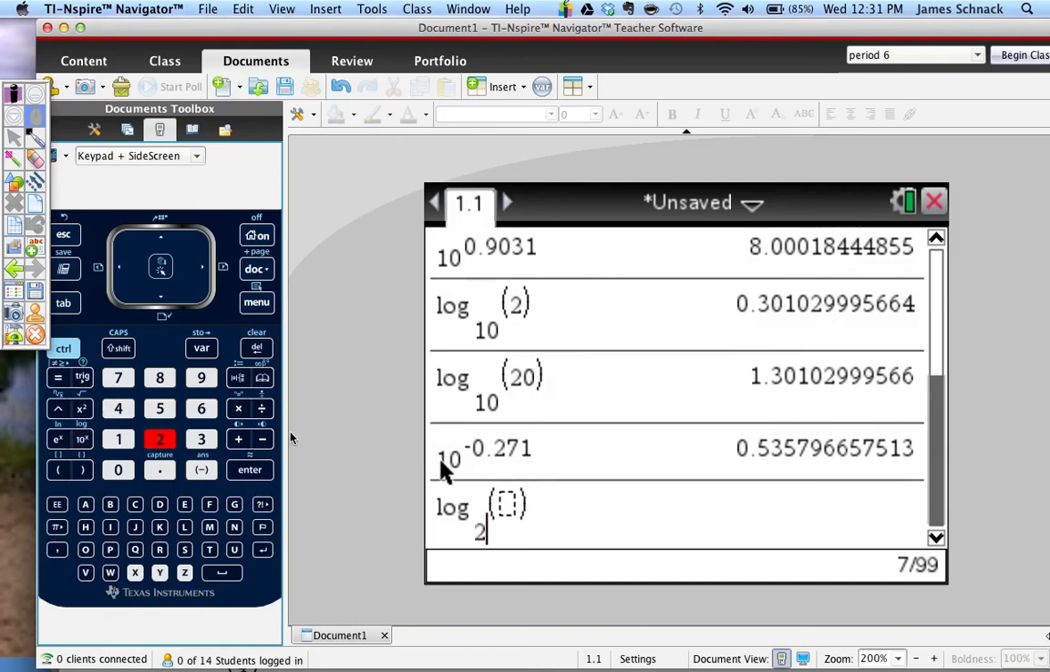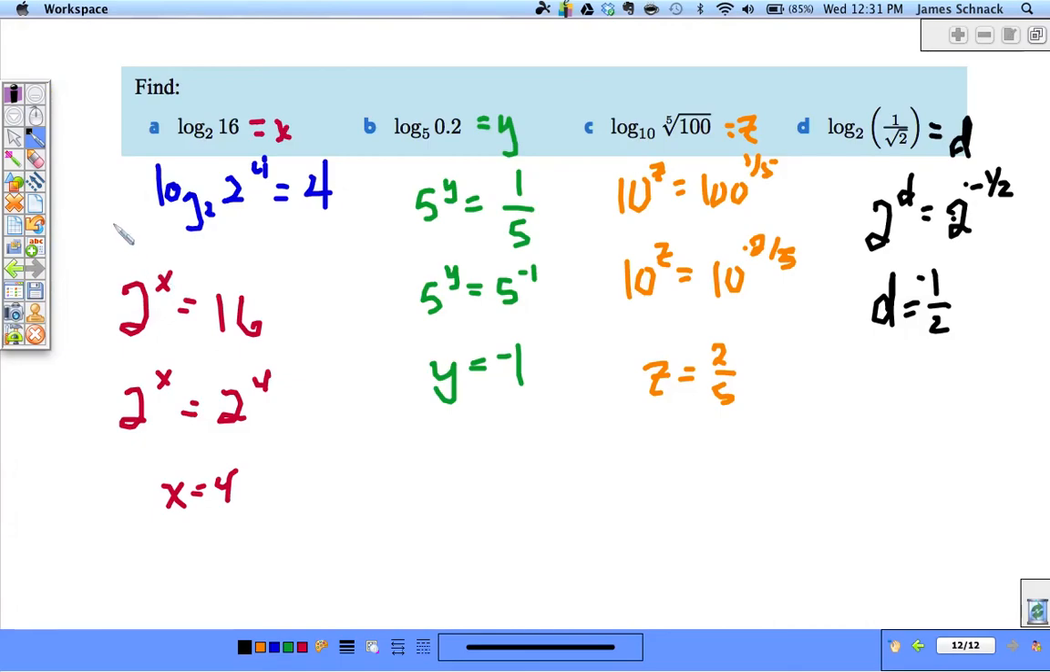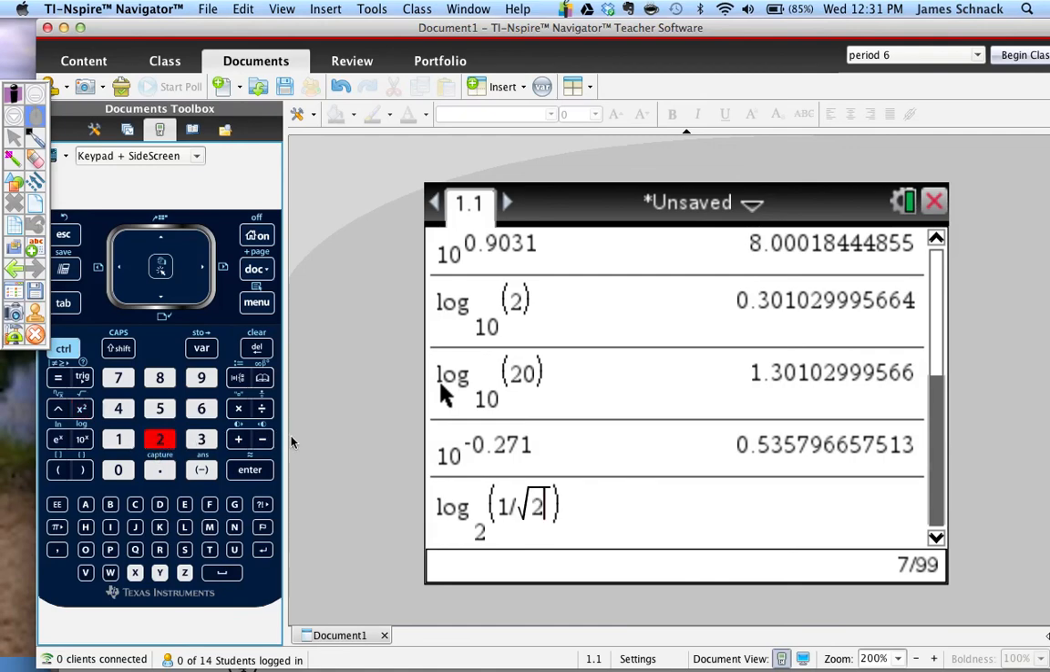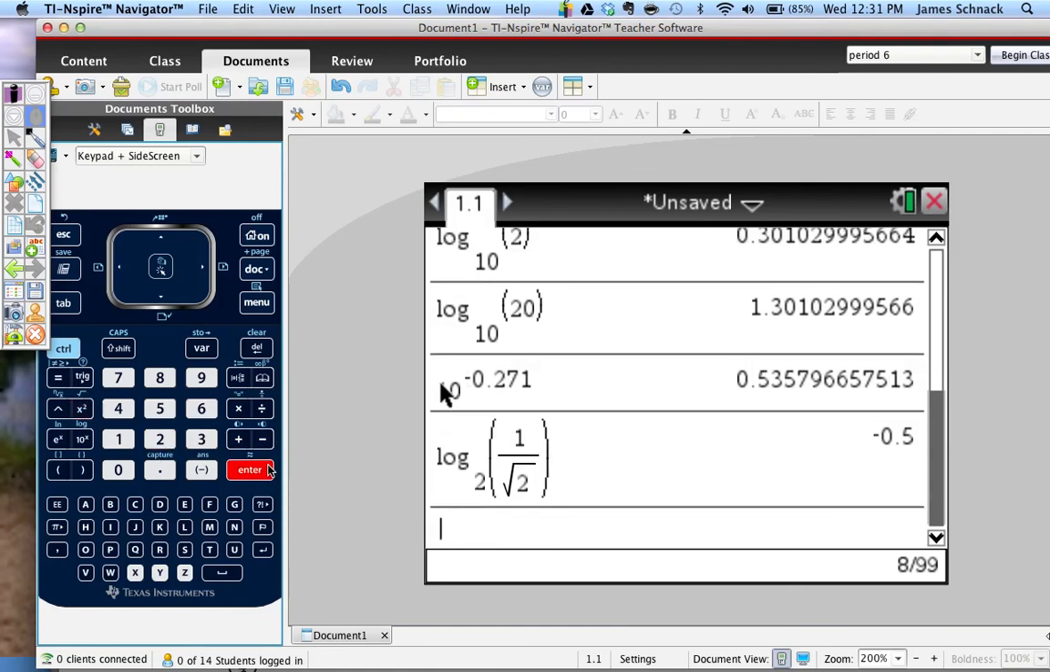Log base 2 of, what was that last one? 1 over square root 2. Negative 1/2.